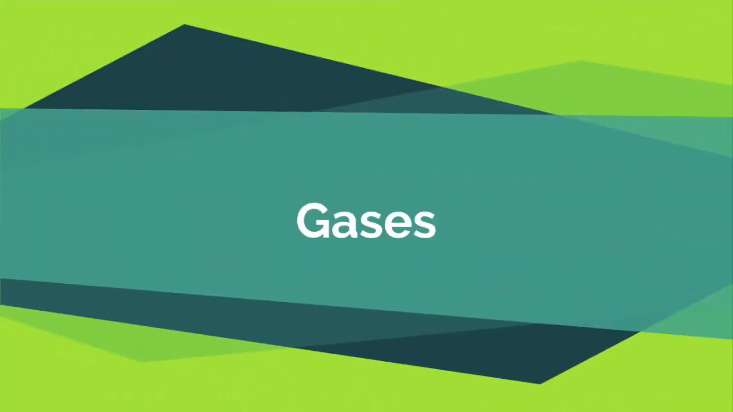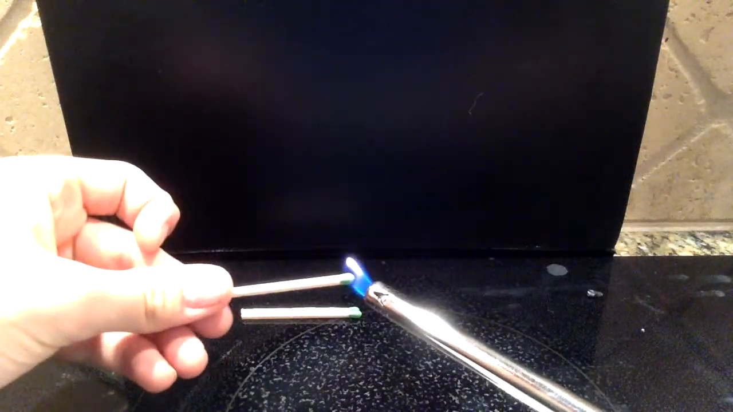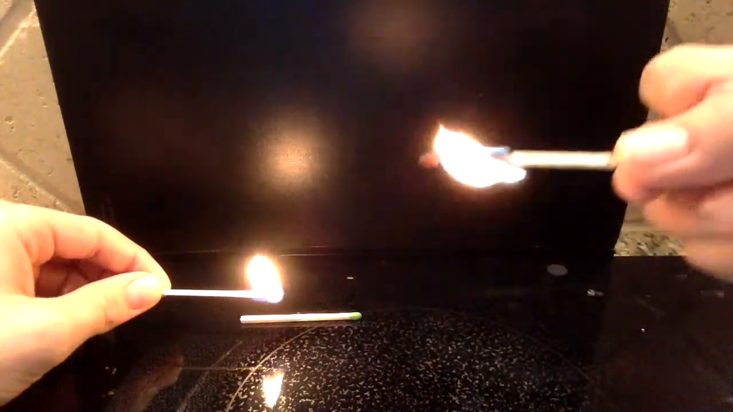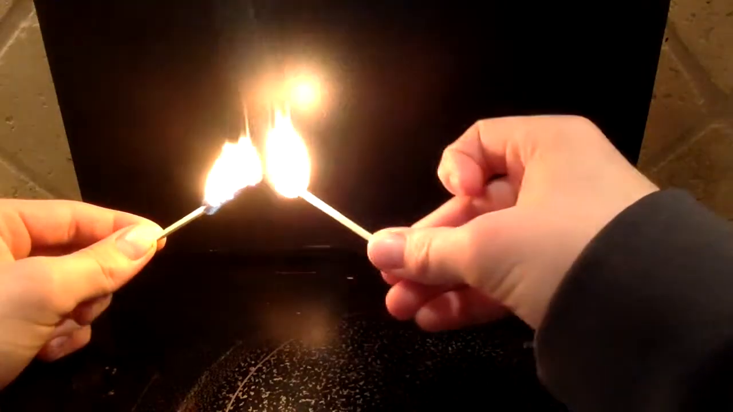Gases are another one of the states of matter we'll be talking about. Gases have an indefinite shape and an indefinite volume. That means they will take the shape and volume of their container. For example, you can see the smoke from the match expand outward since its container, the room, is very large. It soon becomes invisible because it is spread too thin through the room to see.